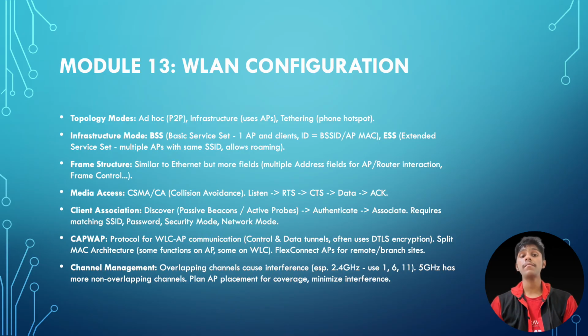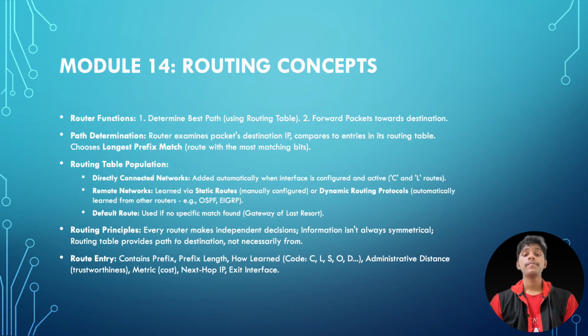Proper channel management, using the non-overlapping channels 1, 6, and 11 in the 2.4 gigahertz band, and AP placement are key for good performance. So all of the configuration about the WLAN is covered in this module. And the next is module 14, where it speaks about routing concepts.